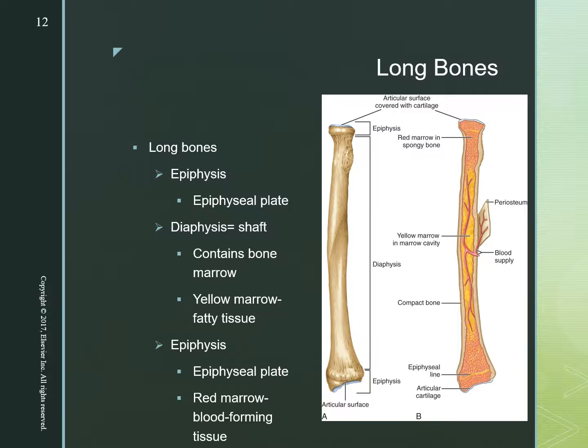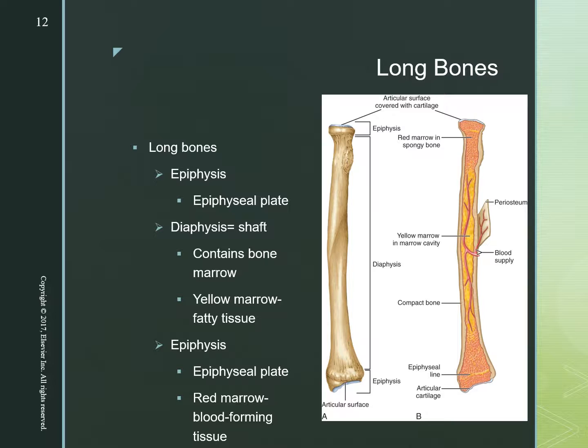So now we have the long bones. When we're talking about the long bones, we start with the epiphysis and the epiphyseal plate, okay? And then we go to the diaphysis, or the shaft. They are longer than they are wide, okay? They contain the bone marrow and yellow marrow, fatty tissue. Then we go to the epiphysis and the epiphyseal plate on the other end.